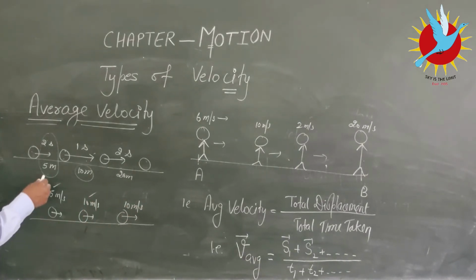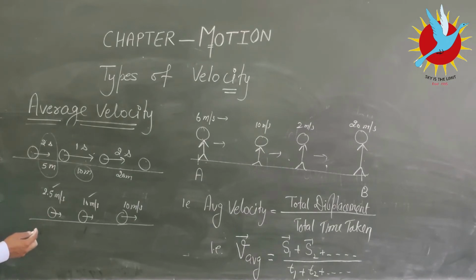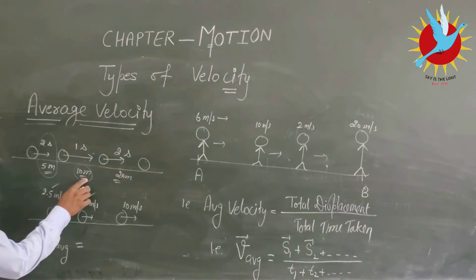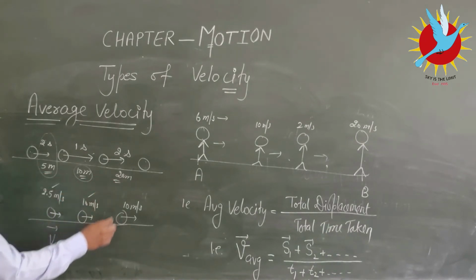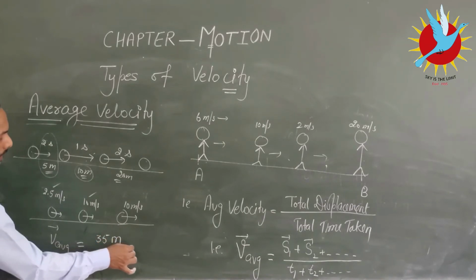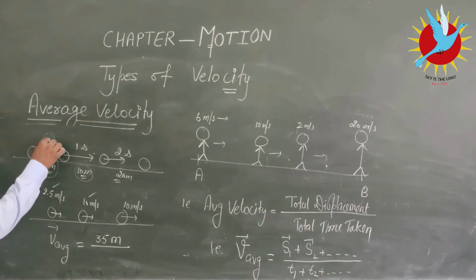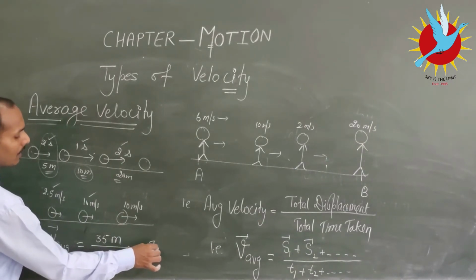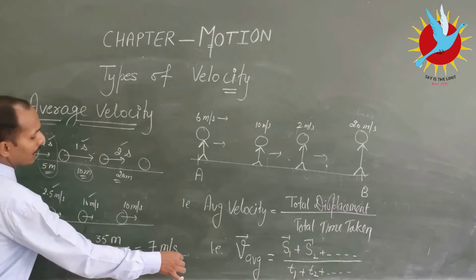So how can you calculate the average velocity? Not by simply adding and dividing, that is not good. Follow the formula. Average velocity is equal to total displacement upon total time. Total displacement is 5 meters plus 10 meters, 15, plus 20, which means 35 meters. Total time is 2 plus 1 plus 2, which means 5 seconds. So you get 7 meters per second.